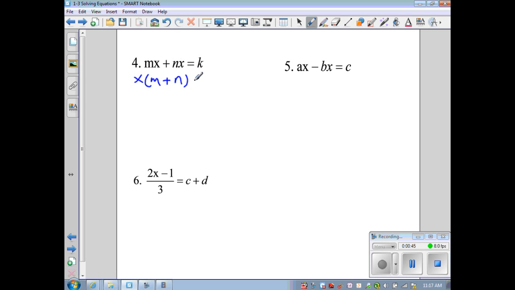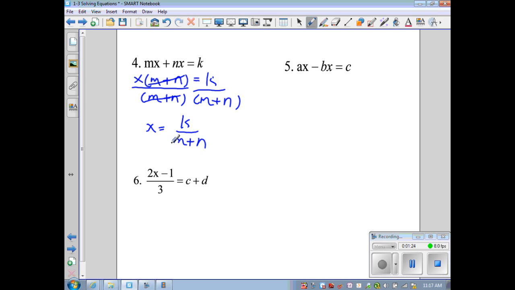Let's continue with the problem by setting that equal to k. And now what is multiplying my term is this m plus n, or this group. So what I want to do is divide both sides by that group, or m plus n. Then the groups cancel on the left, and on the right I am left with k over m plus n. I still have to find my restrictions. In my original problem, I have no variables in the denominator. Therefore, I have no restrictions here.